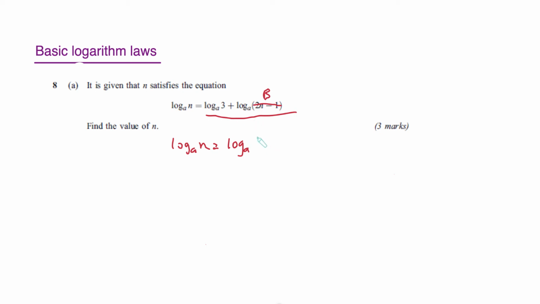Okay, so this is going to be 3 times the bracket. Well, and in fact, let's just put that in there like that, just to illustrate what I'm doing. But of course the bracket is 2n minus 1. So this is log to the base a of, well, it's going to be 6n minus 3.